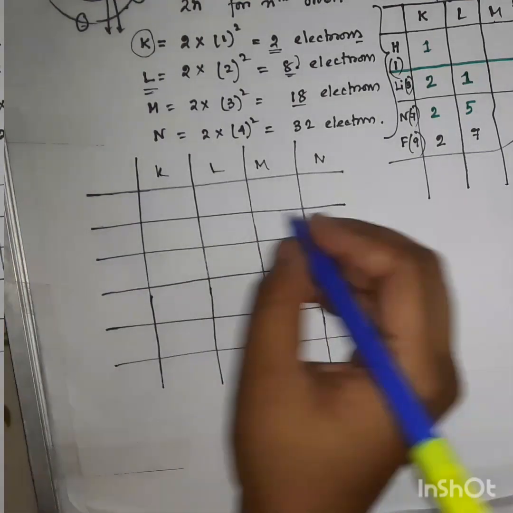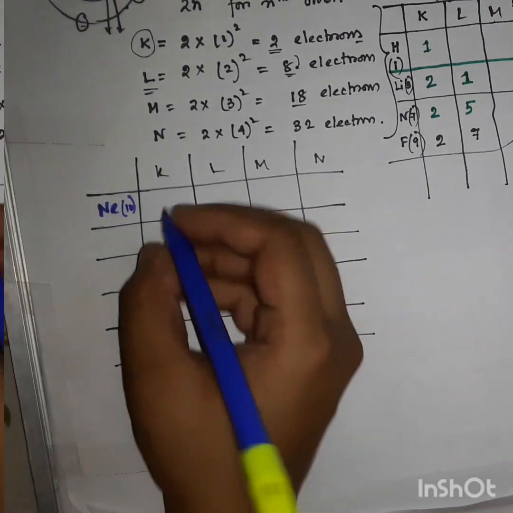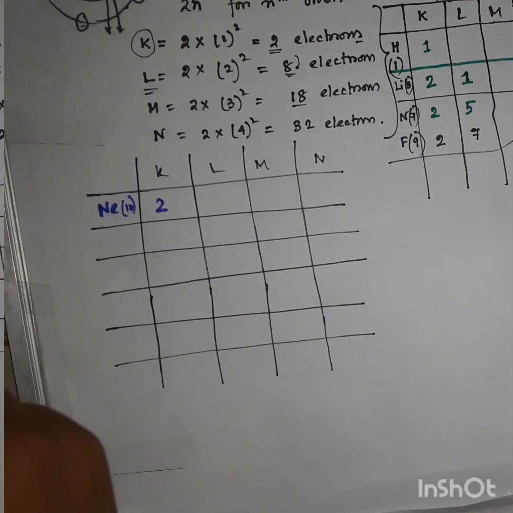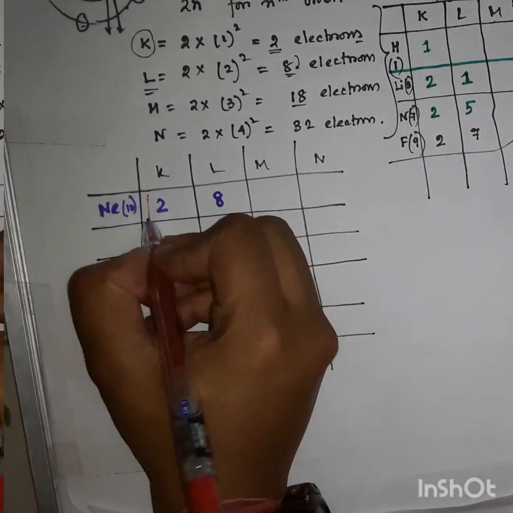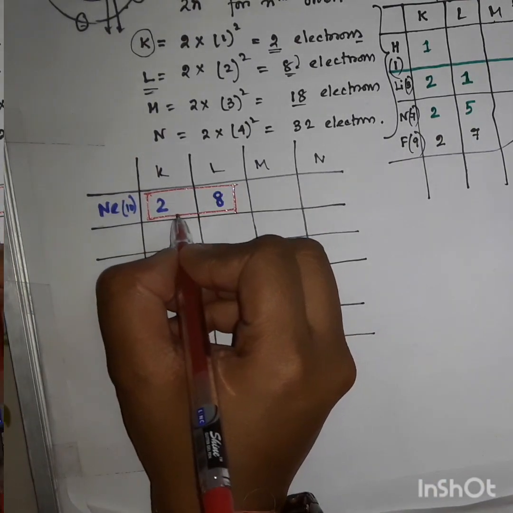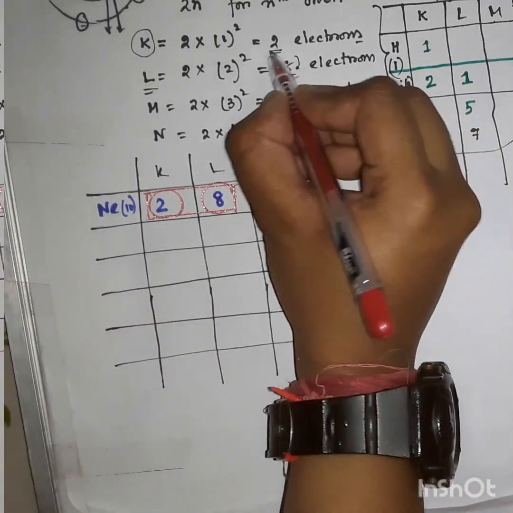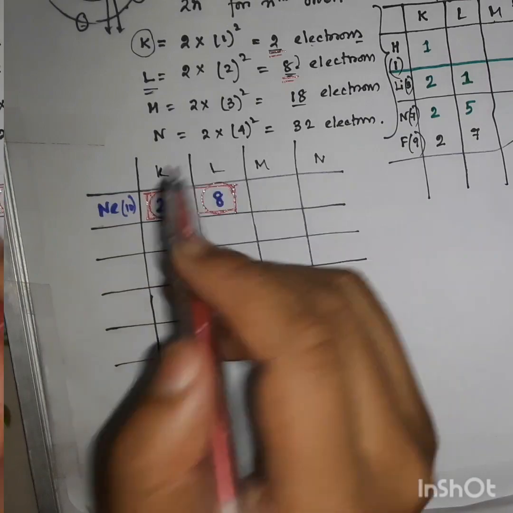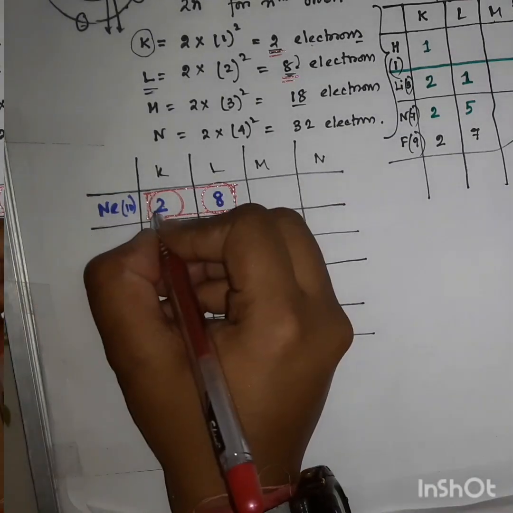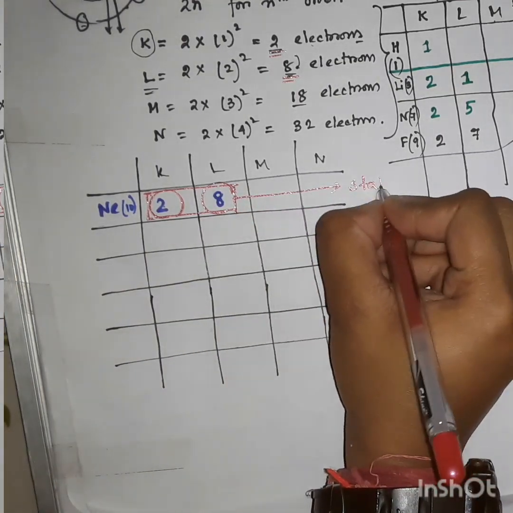Next, we will take neon as our example, which has 10 electrons. For the K orbit, it will accumulate 2 electrons and the remaining 8 electrons will come to the L group or L shell. Now, you have to remember one thing: this electronic configuration, 2 for K shell and 8 for L shell, is the maximum number of electrons which can accumulate in these 2 orbits. So, as neon completely fills these 2 orbits, this electronic configuration is highly stable.